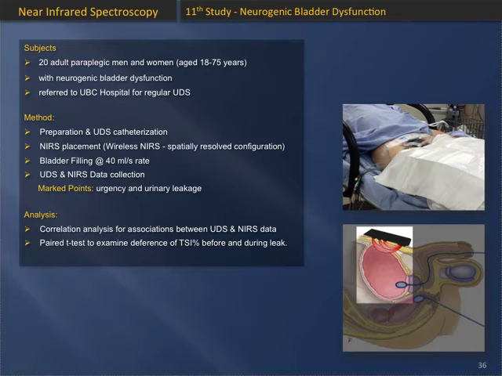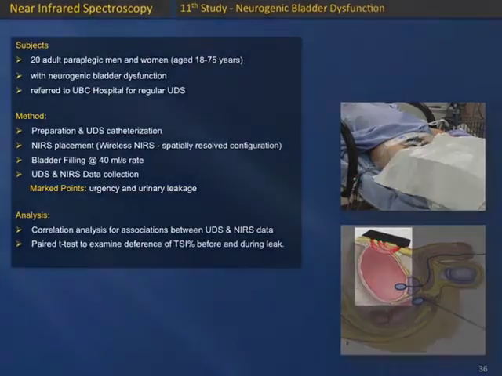In the first phase, we looked at 20 adult paraplegic men and women aged between 18 and 75 with neurogenic bladder dysfunction who were referred to UBC Hospital or ICORT Center, Blossom Center. After urodynamics preparation and catheterization, we put our near-infrared spectroscope over the symphysis pubis, fixed it with surgical tape, and started monitoring data during urodynamics, during filling and voiding when possible. The bladder filling was at a rate of 40 millimeters per second, and data was continuously collected, urodynamics data and NIRS data. And we did the correlation analysis on those data.